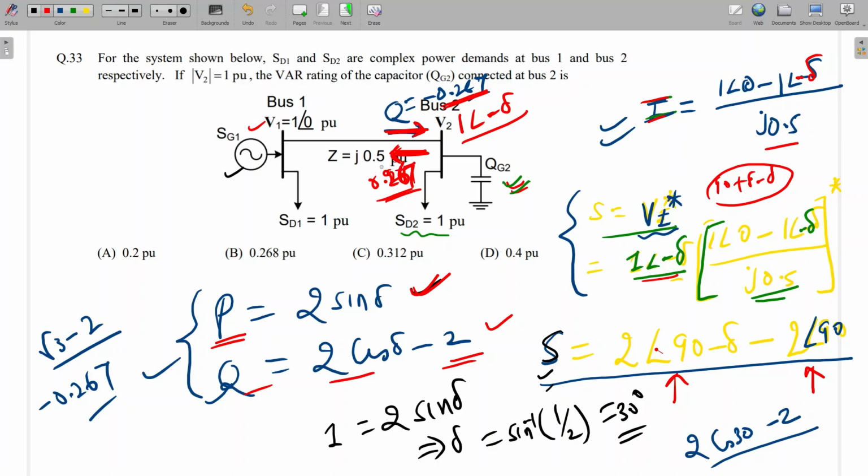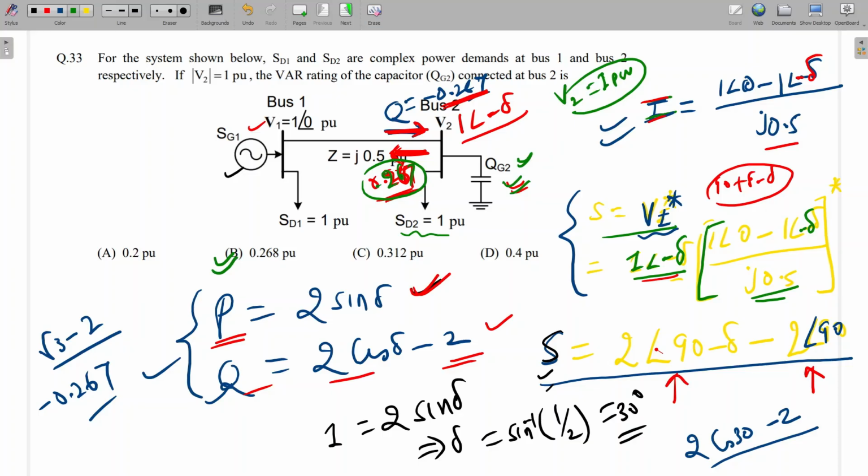Okay. So how much should this contribute? This should come from some source. So here a compensator is given. So this will supply that required reactive power to maintain V2 at 1 per unit. V2 will be 1 per unit when this source supplies this 0.267 reactive power. So the answer will be this D. Is it clear?